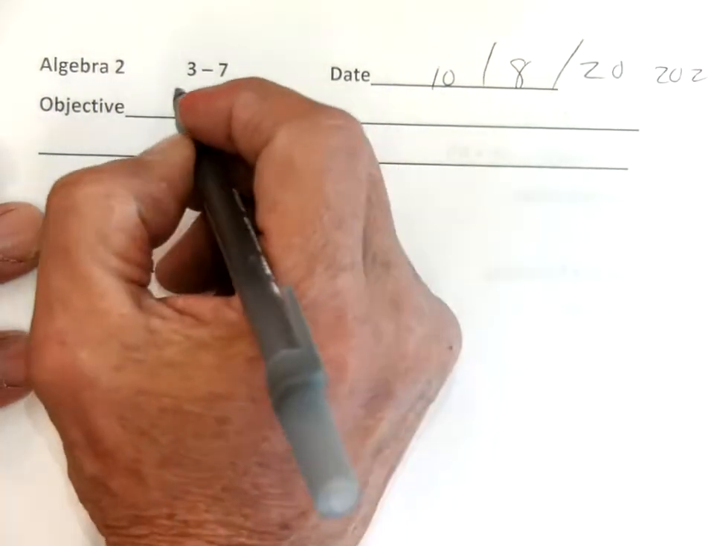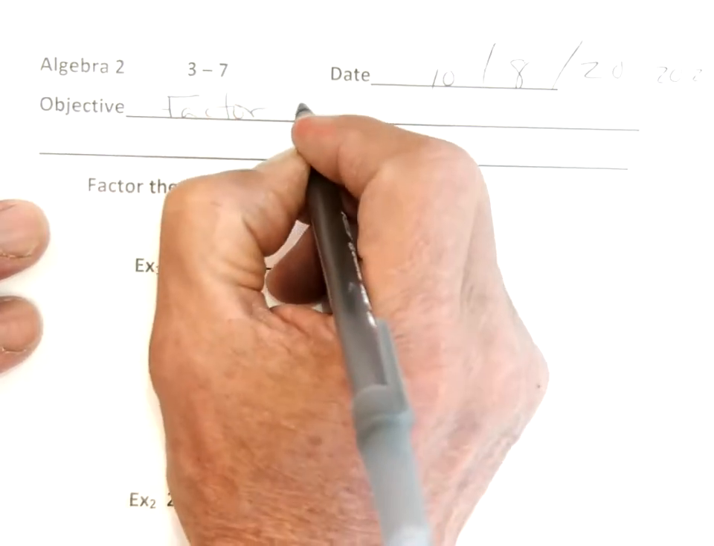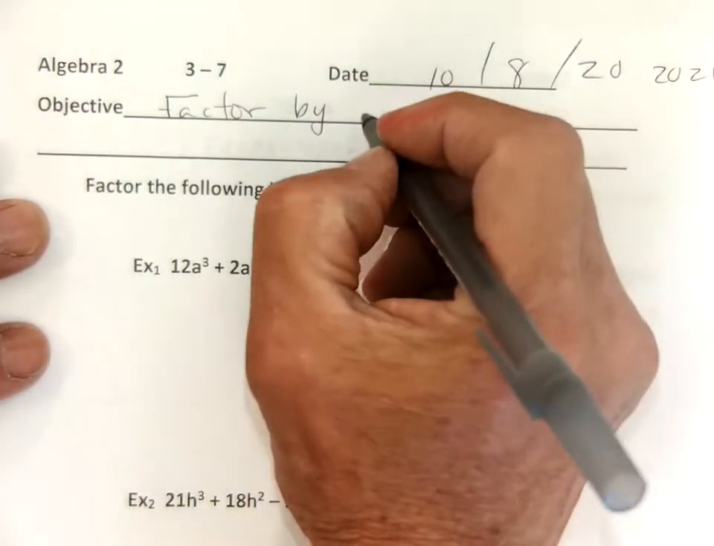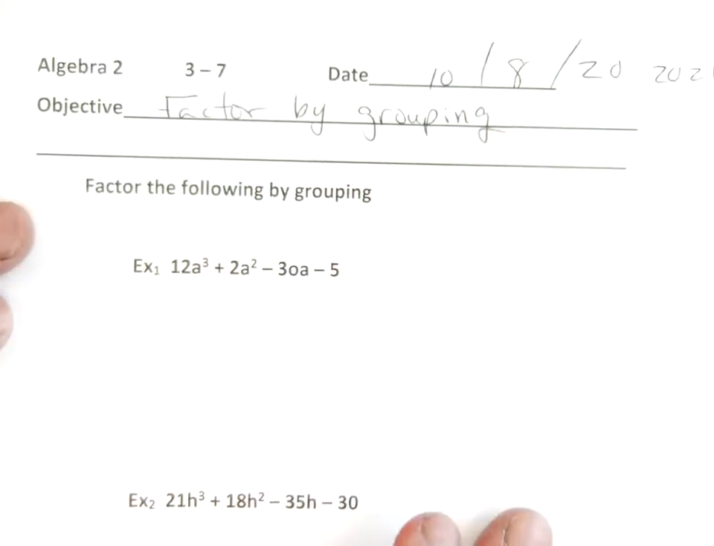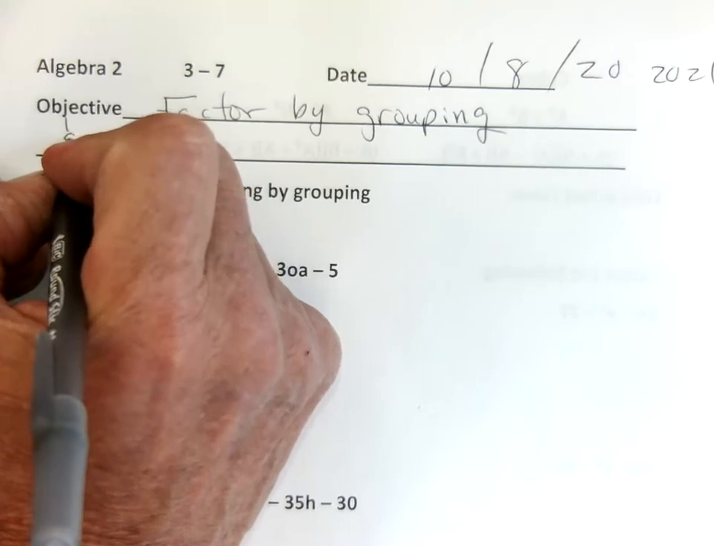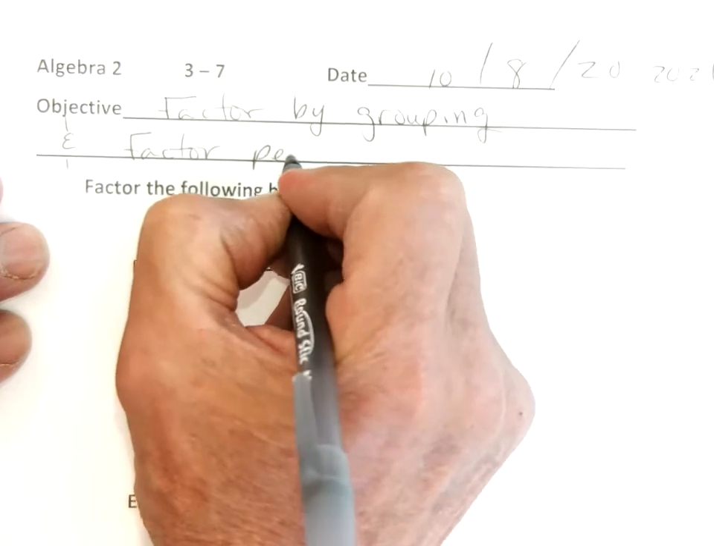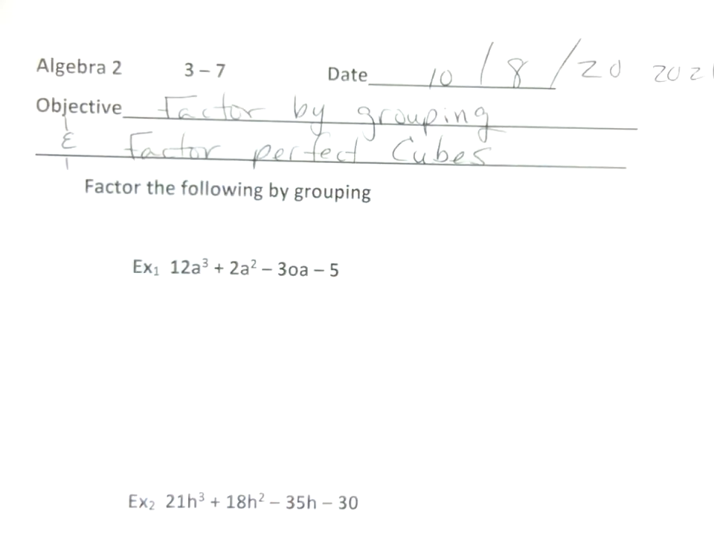Today we're going to factor by grouping, and we're also going to factor perfect cubes. And the perfect cubes is actually pretty easy because there's a formula, which is nice. There's less thinking when you get a formula. You just plug things in.